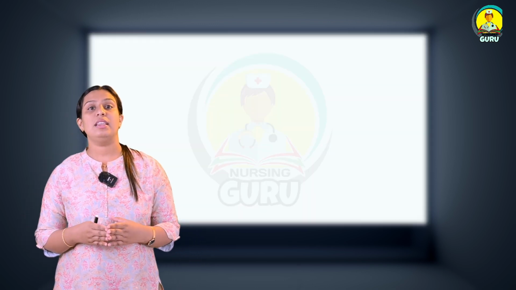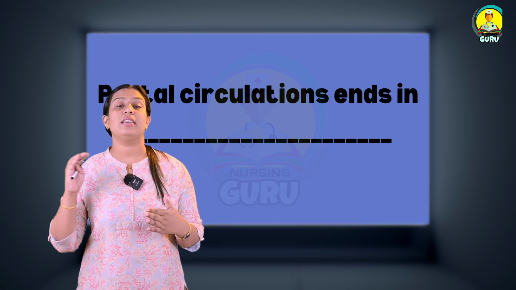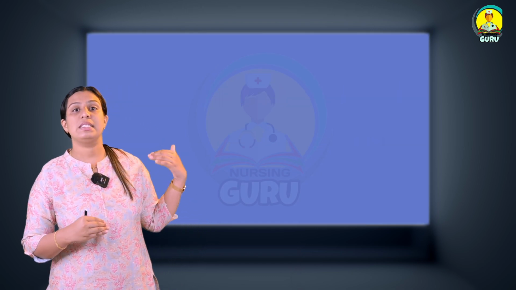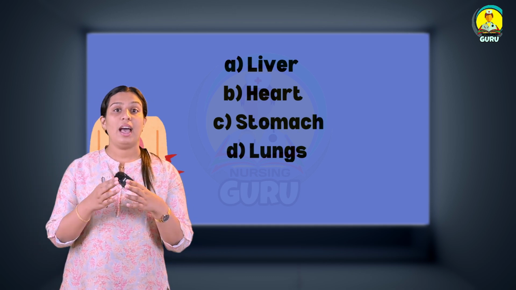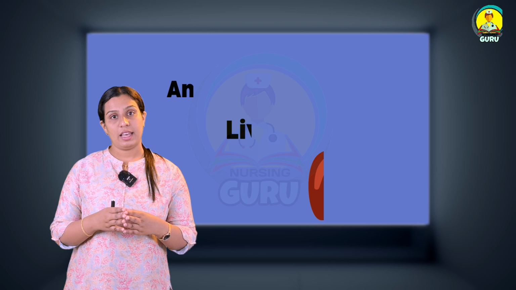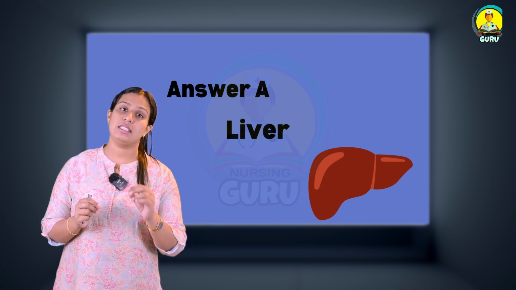Next question, it is regarding portal circulation. Portal circulation ends in dash. Options: first is liver, second heart, the third one is stomach, and the last one is lungs. Here it is portal circulation, so definitely the answer is A.